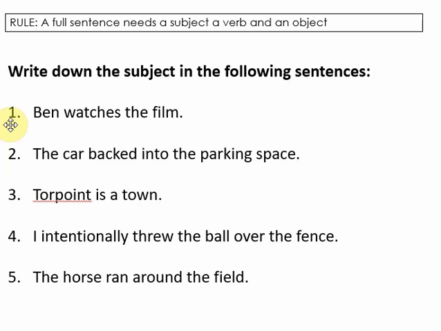Likewise, on these 5 sentences, what is the subject? Remember, the subject is the person, place, or thing that's performing the action, performing the verb, carrying out the action itself. Pause the video here. Write down the subjects in the following sentences.